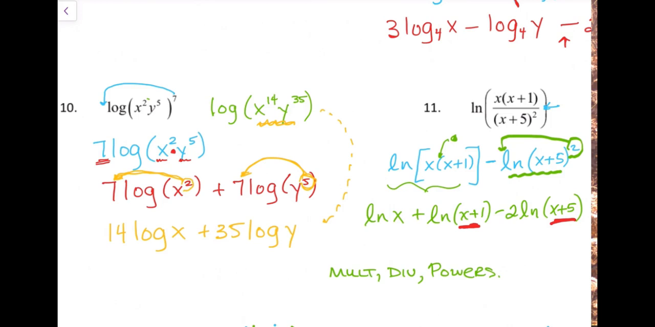Okay, practice these properties because these properties are going to show up when we get to equations, which is our next section. So make sure that you feel pretty comfortable moving back and forth with these properties.